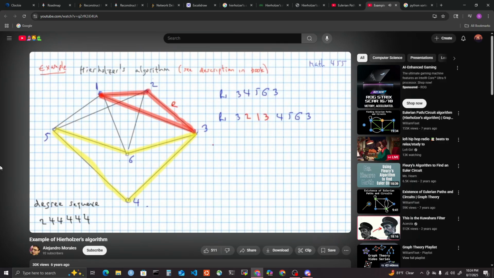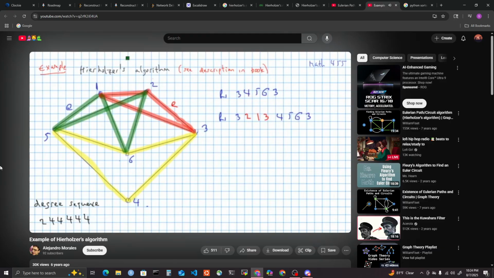Okay? And now if the circuit has covered all the edges, I'm done. If not, I find a vertex that's incident to an edge that I haven't covered. So for example, I haven't covered this edge 1, 5. So this is going to be my new edge, E. And again, I find a circuit containing this edge. So for example, this edge belongs to this circuit of length 4 here.